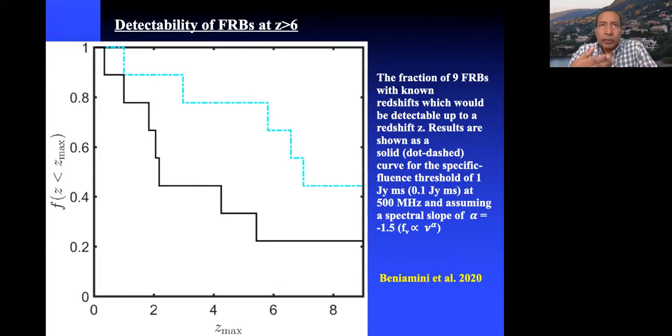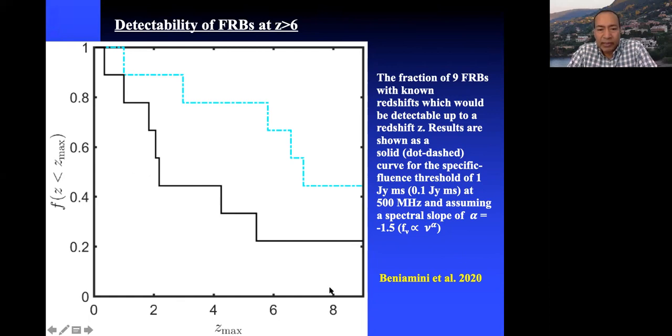So those are arguments, and we will know in the next several years whether FRBs are there at high redshift or not. The next question is, if they are there at high redshift, can we detect? Can the existing facilities detect? And this graph is to show that, yes, existing facilities can detect fast radio bursts at high redshift.